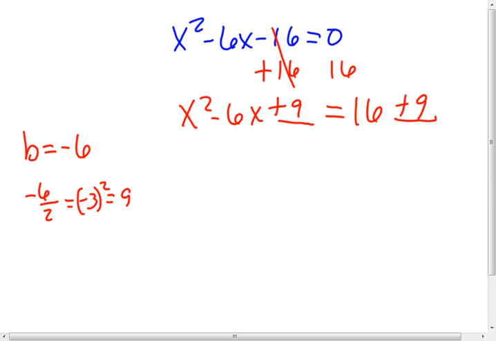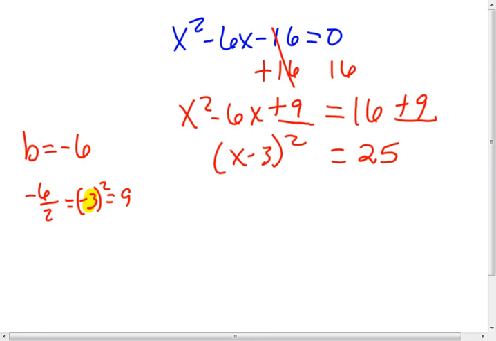So now let's evaluate and simplify. 16 plus 9 being 25. And on the left side, x squared minus 6x plus 9, that's a perfect square. And we always use the number that we got from b and halved. So our new equation on the left side is going to be x minus 3 squared. Once we FOIL that, we're going to get x squared minus 6x plus 9.